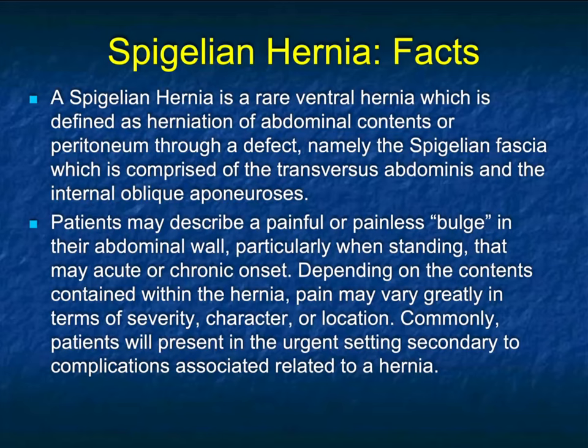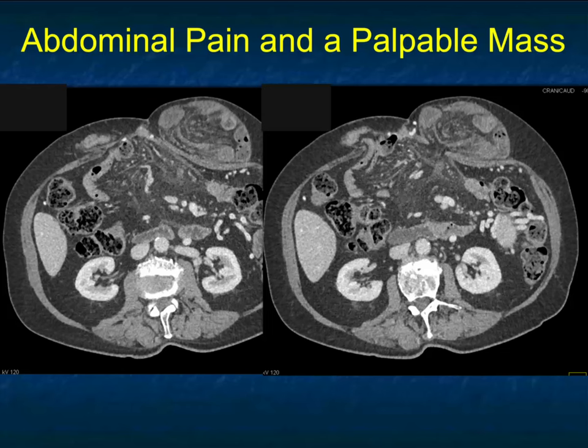Commonly, patients will present in the urgent setting, secondary to complications associated with the hernia. So again, this patient has a small bowel obstruction. This patient will need surgery. Another patient, large palpable mass, left lower quadrant. CT shows a large defect in the patient's rectus muscle. You can see on the left the bowel is going through the hernia. The bowel is thickened, inflamed.